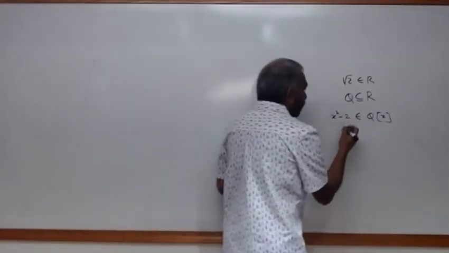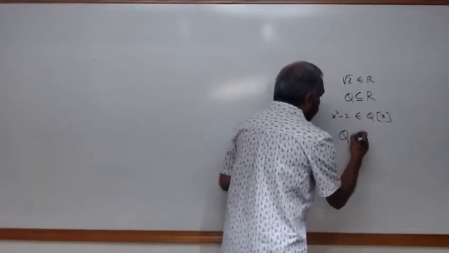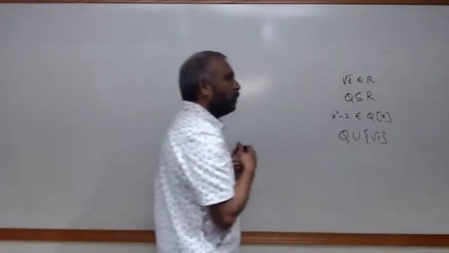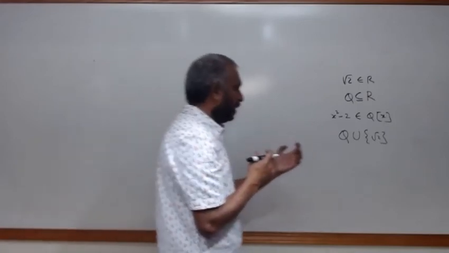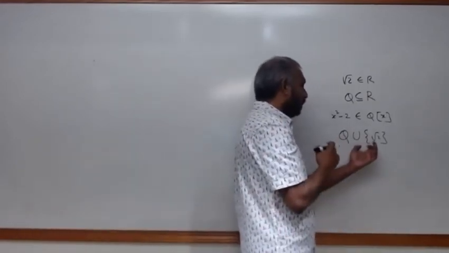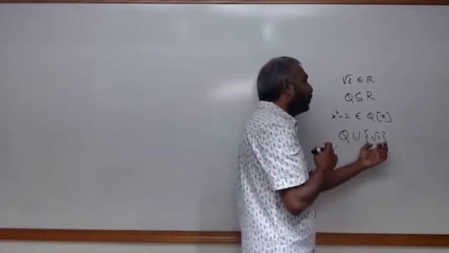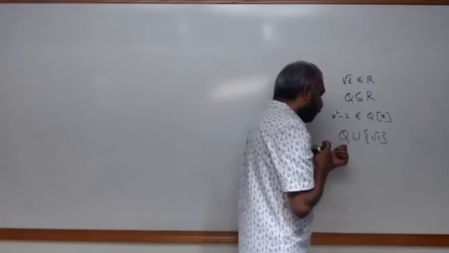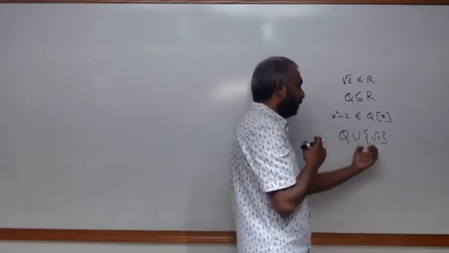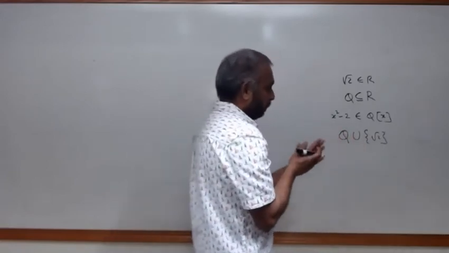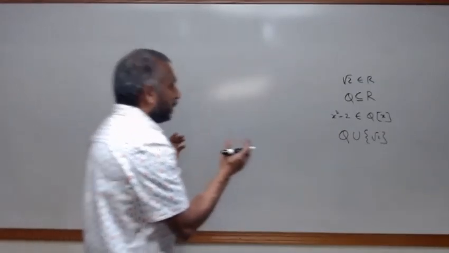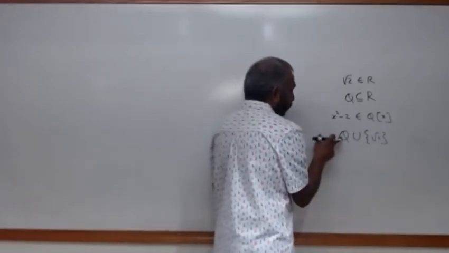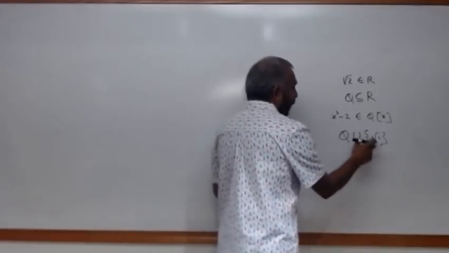See, if Q union root 2 would have been a field, that is exactly what we are looking for. But unfortunately, it is not that easy, because Q union root 2 is a superset of Q, but it's not a field. It is not closed even under addition. So we want to find out the smallest extension of Q containing this root 2.